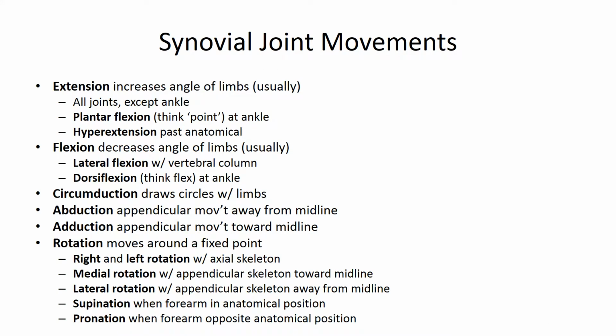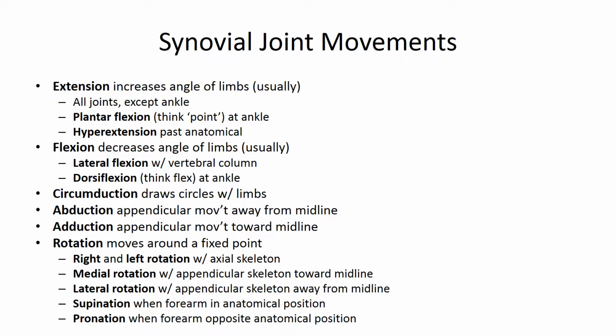Now, many different types of movements are allowed at synovial joints, and you should be familiar with the types of movements. For example, extension is a type of movement that increases an angle between the limbs. It's an angular movement within the anterior-posterior plane that increases the angle between the articulating elements. An example of this would be lowering the dumbbell back to a starting position if you were working out.